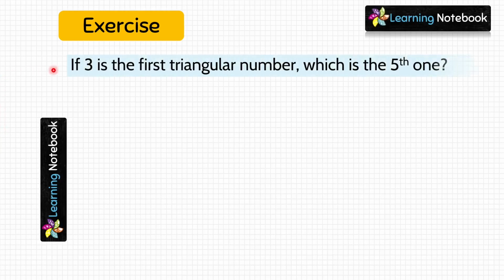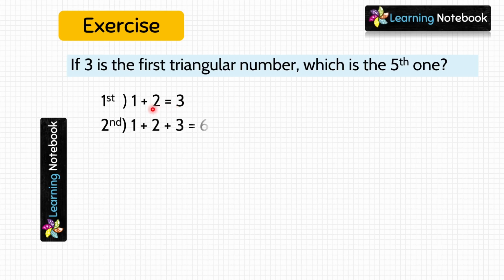Next question is, if 3 is the first triangular number, which is the fifth one? So here we are given that 3 is the first triangular number and we have to find the fifth triangular number. Students, according to this question, 3 is the first triangular number and we know 1 plus 2 equals 3.